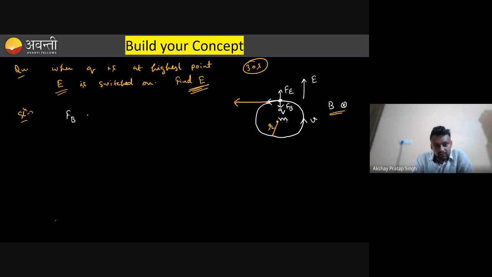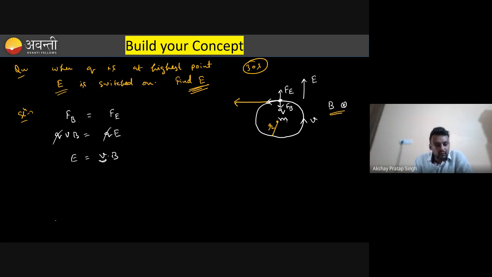The net magnetic force should be equal to the electrostatic force. Again, you can say QVB is equal to QE. Q and Q can be cancelled. So the electric field is equal to V into B.